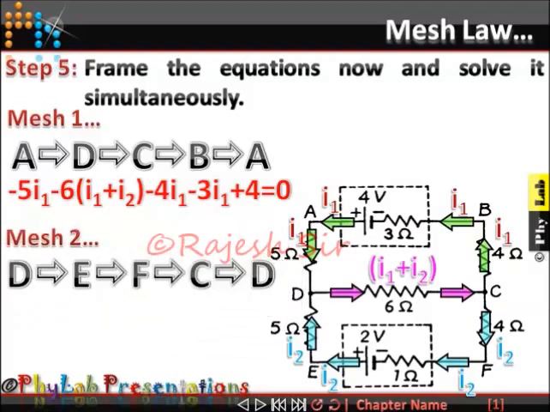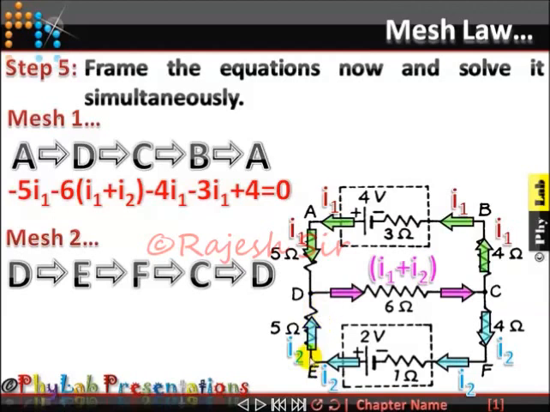You may like to give your try for this second mesh, D, E, F, C, D. Give a try, frame the equation, and then just in a second I return back with the equation. Now, probably you must have framed the equation. Let's check it out. I'm moving from point D to point C. If I'm moving along the current, it is going to be minus 6(I1 plus I2). Sorry, I'm moving from D to E.